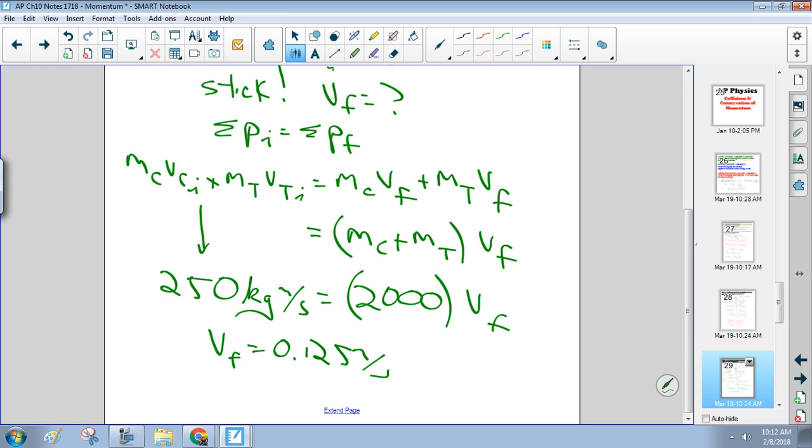And notice it's positive, which has significance. Why do I care that it's positive? It's going right. It means it's going to the right. Okay? Incidentally, if you care, this also happens to be the velocity of the center of mass. Think about that for a minute. Why would that be true? Why does that have to be the velocity of the center of mass?